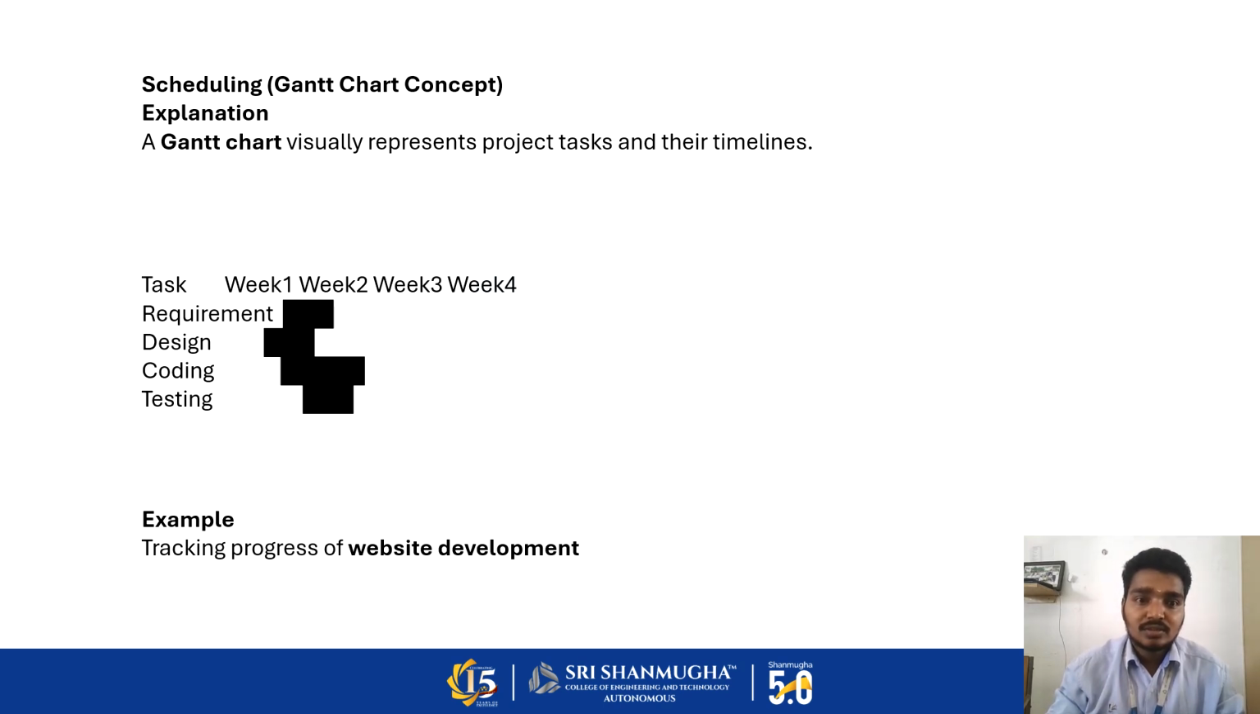So next is the scheduling and Gantt chart concept. So what is a Gantt chart? It is a visual representation of the project tasks and their timelines. So first we see the tasks across week 1, week 2, week 3, week 4. So requirement, design, code, and testing, and each week completes each task. That is called the scheduling Gantt chart concept. For example, tracking progress on website development. If you create a website, you create the requirements, put in the design, write the code, give it testing, and lastly you implement the software.